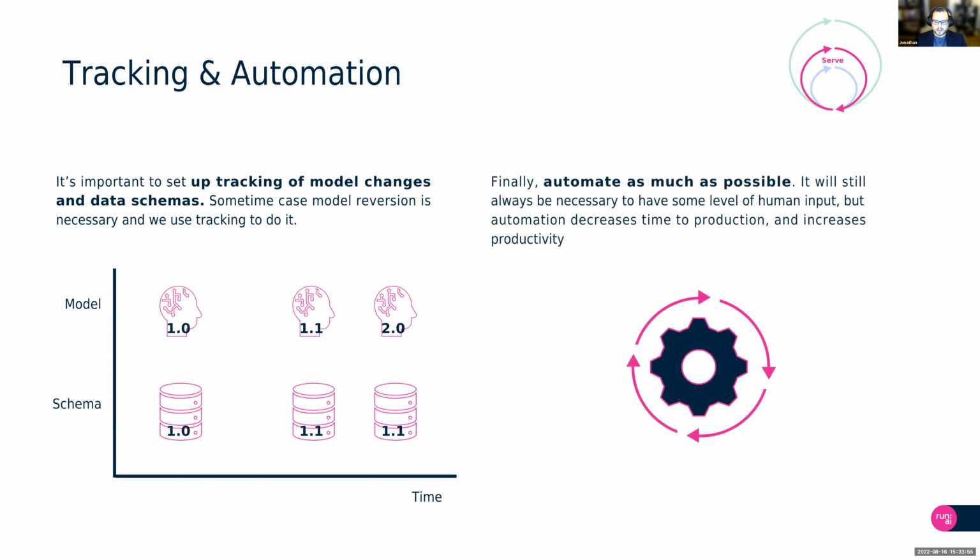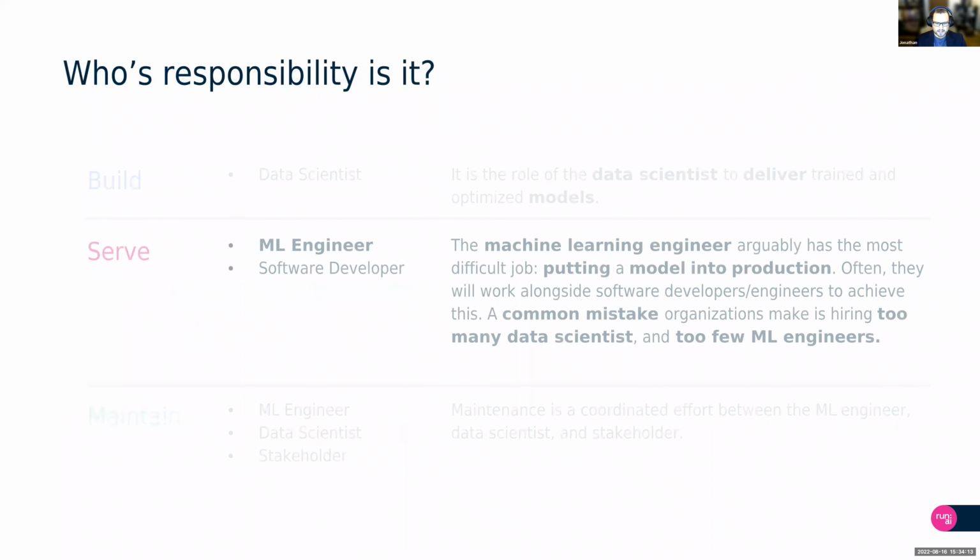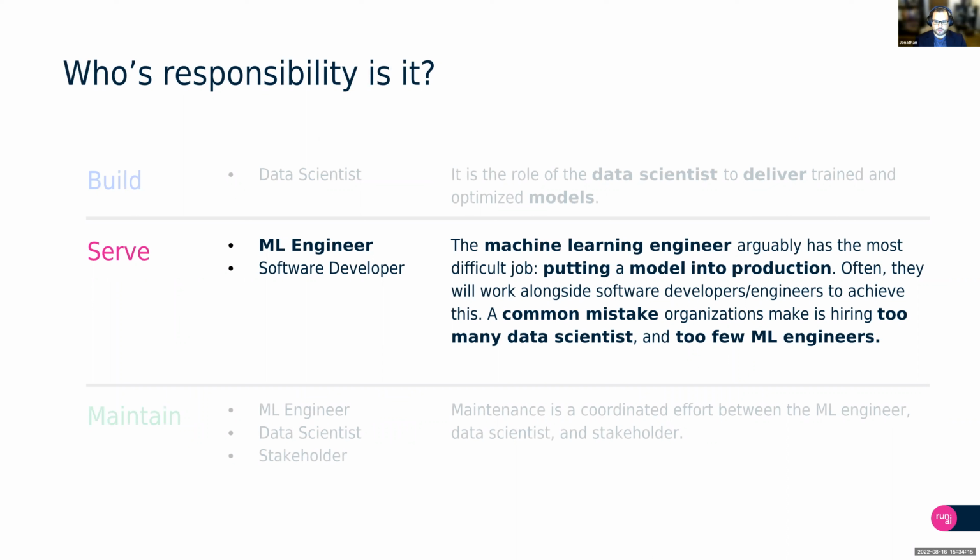And finally, we want to automate as much as possible. This is because if you've got 10 models, it's a lot easier to keep track of and maintain than say 100 models. So again, whenever and wherever you can, you want to automate things as much as possible. And like I said, this is the responsibility of the ML engineer. They are critical for actually putting models into production and really making all of the models that you have trained useful for your business.